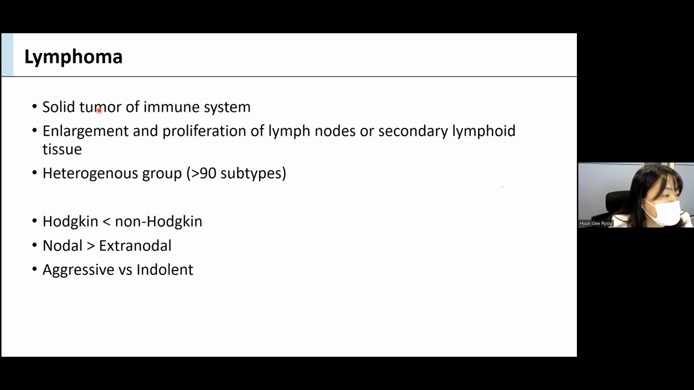And also lymphoma can be divided into nodal type and extranodal type. And the prevalence is higher for nodal types compared to extranodal type. The nodal type means that the lymphoma presents in the lymph node, and extranodal means that the disease presents outside the lymph node. And also the lymphoma is divided into the aggressive type and indolent type based on the behavior of the tumor.